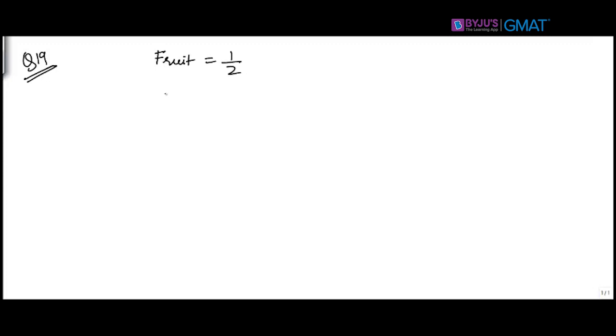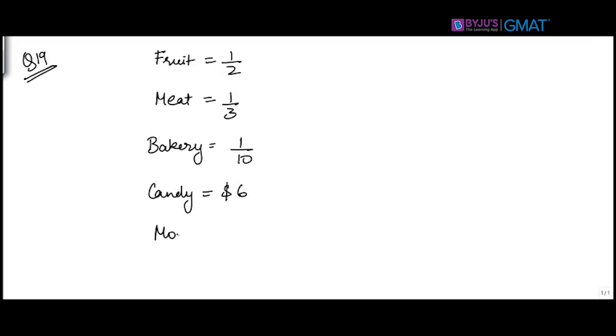He spends half of his money. On meat products, he spends 1/3 of the money. On bakery products, he spends 1/10 of the money, and the remaining $6 he spends on candies, right? So he has exhausted all the money. What do we want to find out? We want to find out how much money did he spend at the supermarket in all.